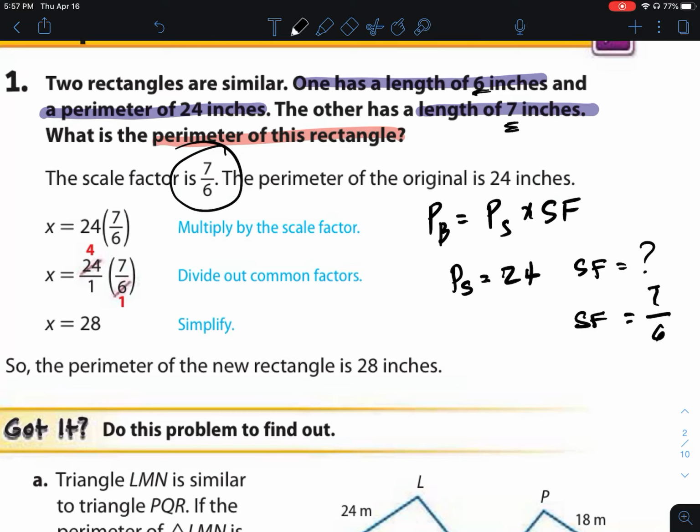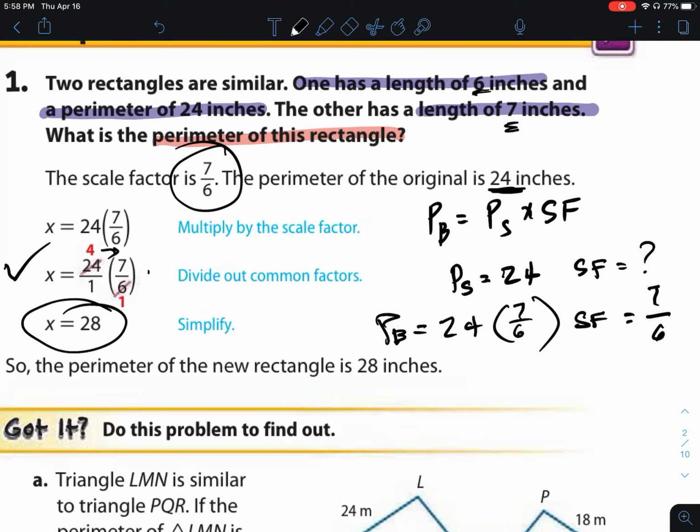Okay? So we know that the perimeter of the original, or the smaller rectangle, is 24 inches. So we simply substitute. To be able to find the perimeter of the big rectangle, we get 24 and multiply that by 7 over 6 right here. Okay? And we cross cancel. That's a 1, that's a 4. We simply multiply 4 times 7. Okay, gives us 28. So the perimeter of the new rectangle, or the bigger rectangle, is 28 inches. Okay, I hope that makes sense.